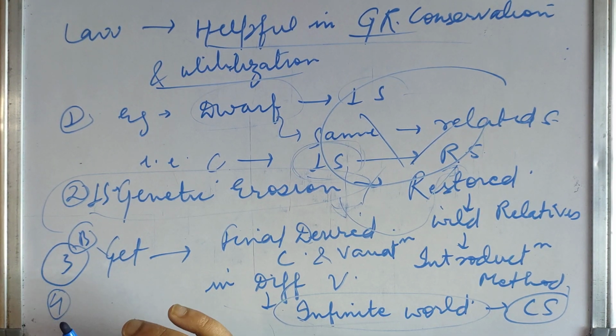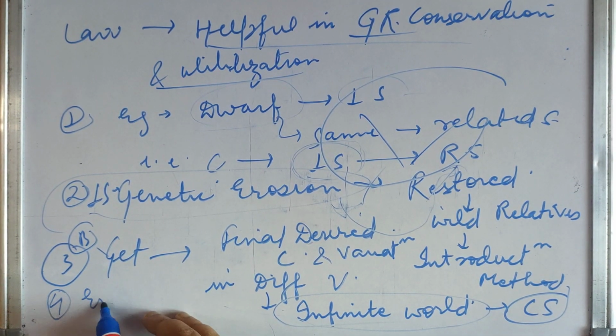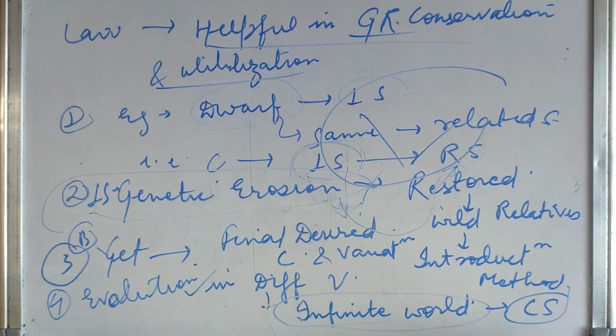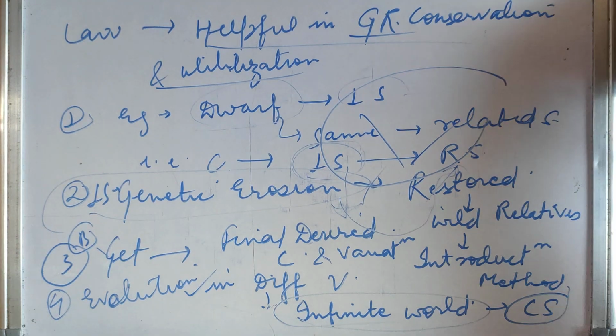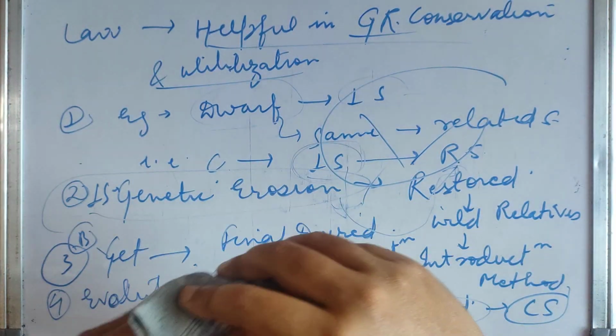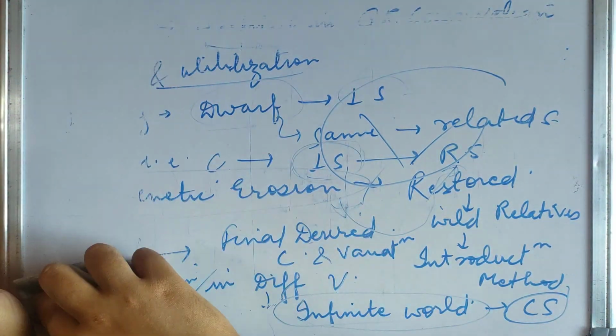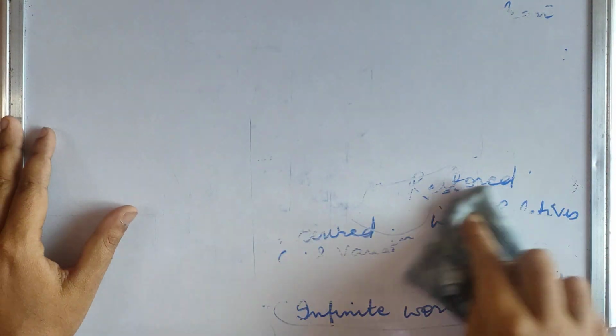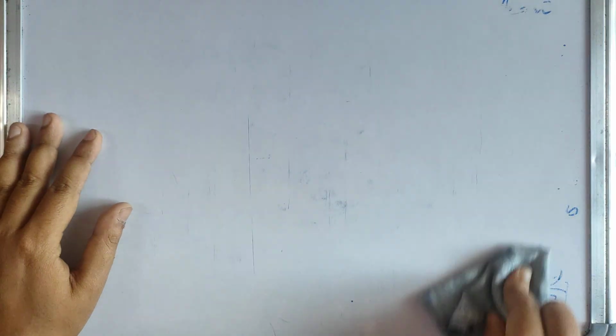Number 4, it helps in the study of the mechanism of evolution. So I hope you understand this. This was all about law of parallel variation and how it is helpful in genetic resources conservation and utilization.